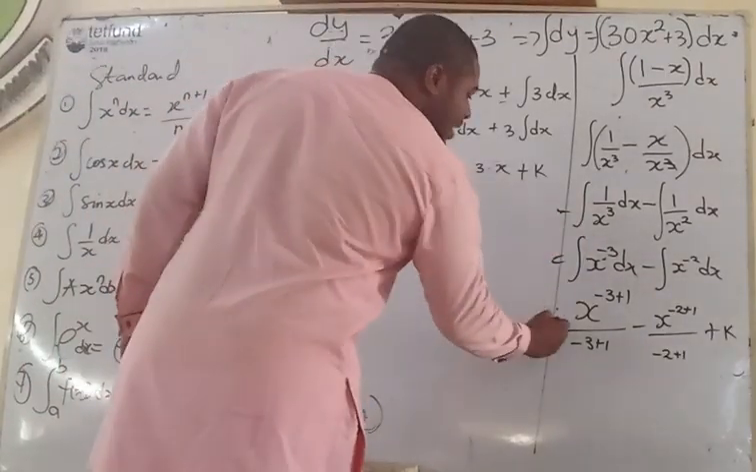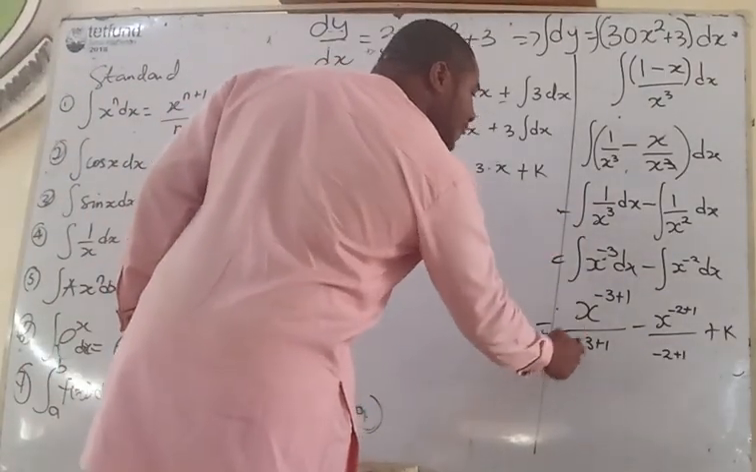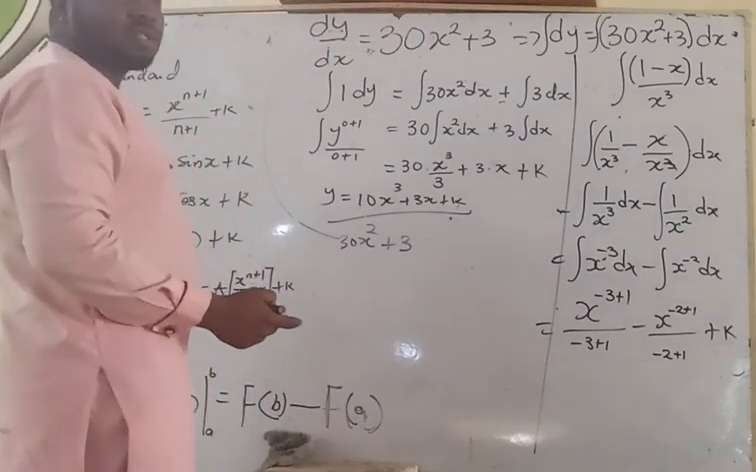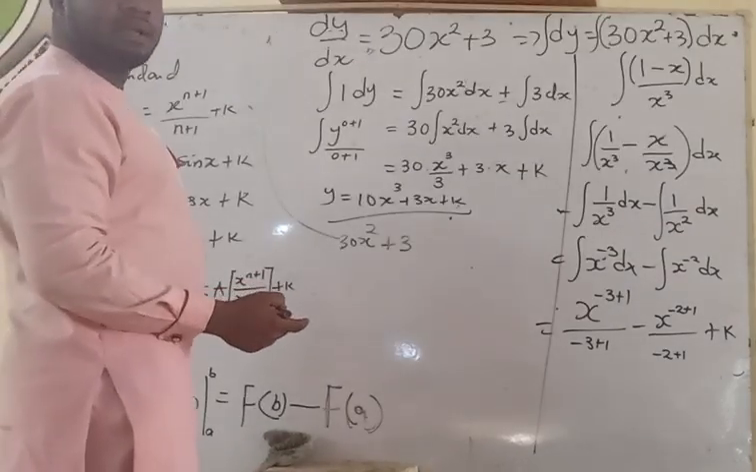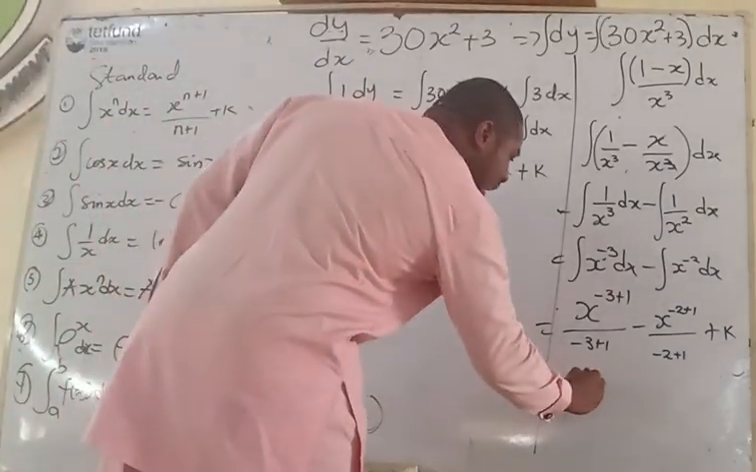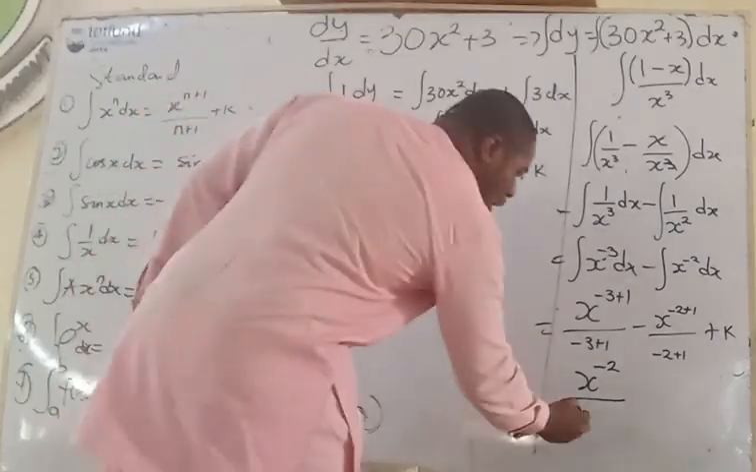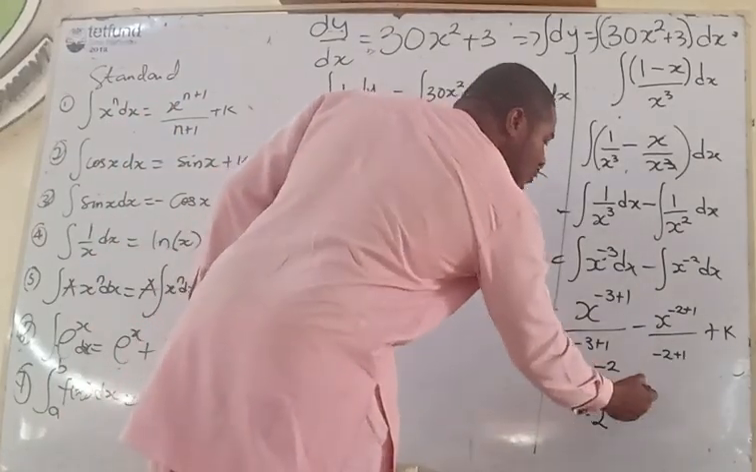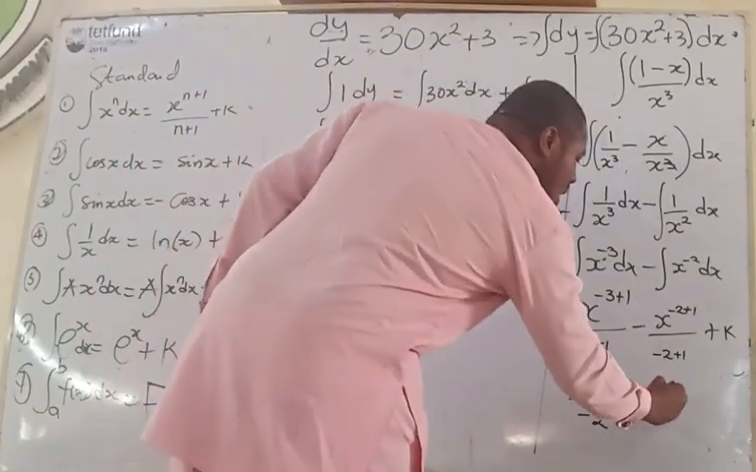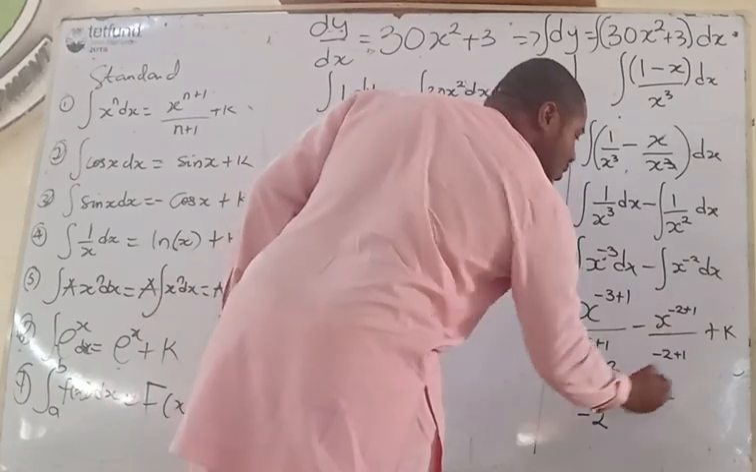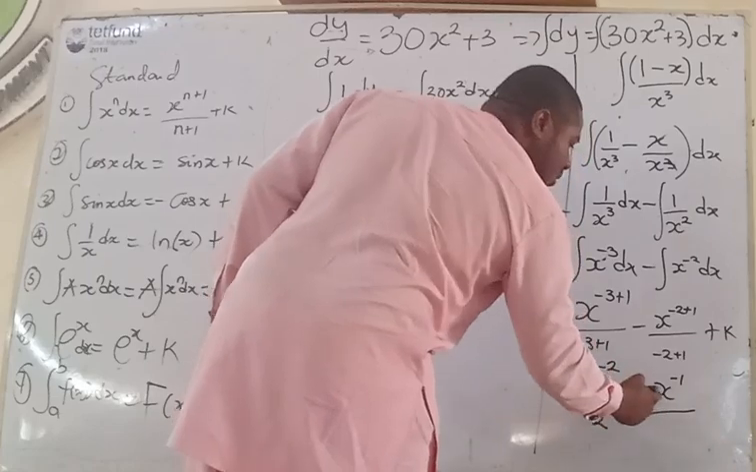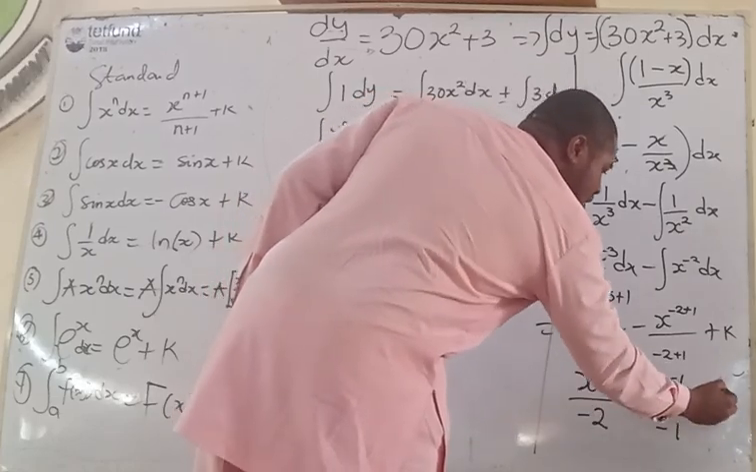Right? So in that case, here, minus 3 plus 1 is minus 2. So I'm going to get x raised to power minus 2 upon minus 2. Here I'm going to get minus 1, x raised to power minus 1 upon minus 1, plus k.